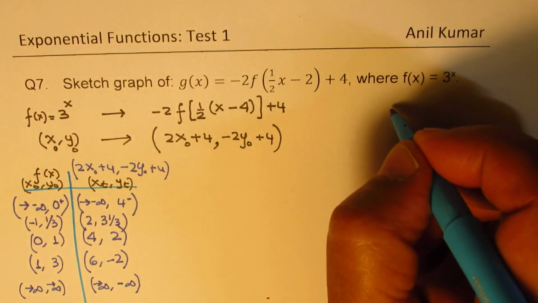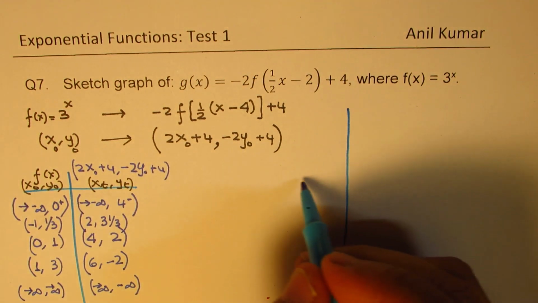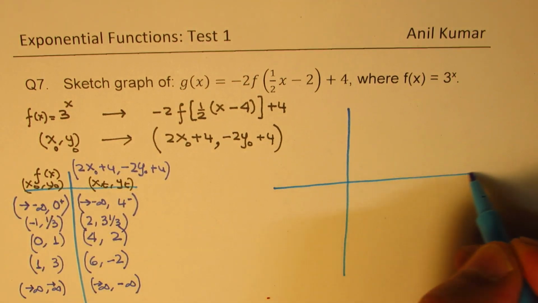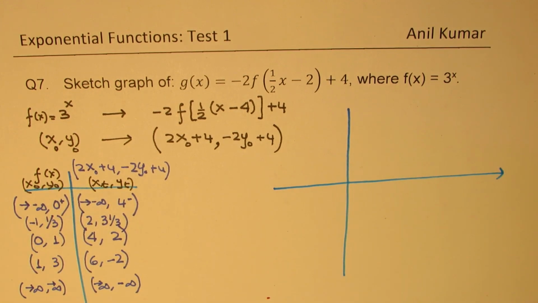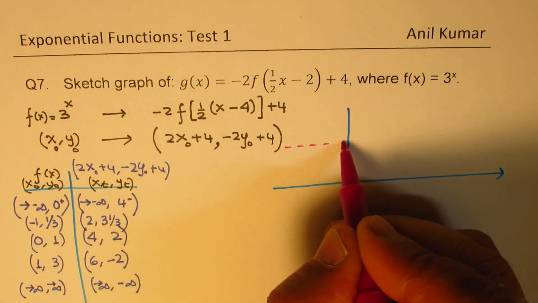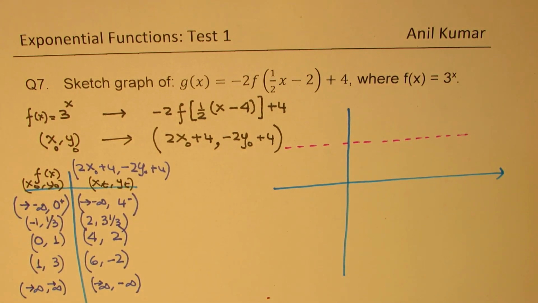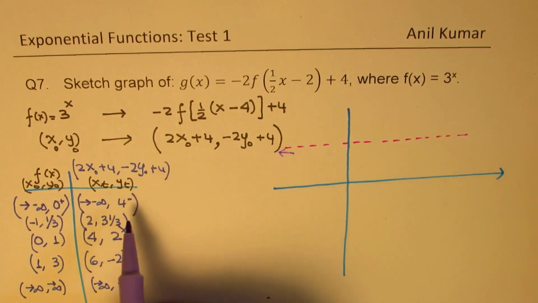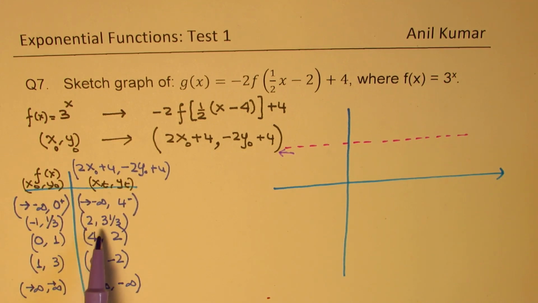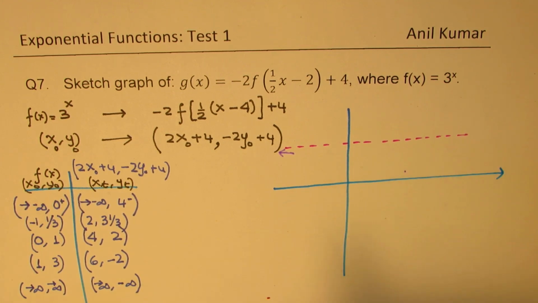Most of the points are on the positive side, so in this limited space, what I'll do here is sketch like this. Clearly, we have a horizontal asymptote at 4, so let's say this is 4 for us. That means we are approaching like this, correct? Then we have a point (2, 3 1/3), and on the positive side we have the point (4, 2).